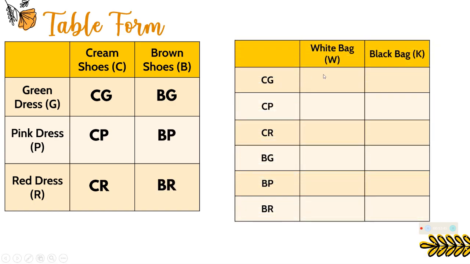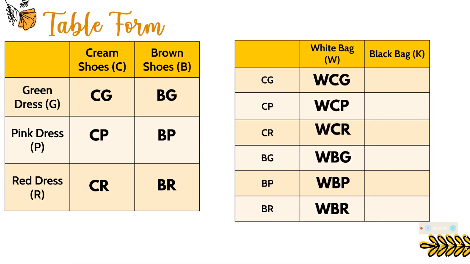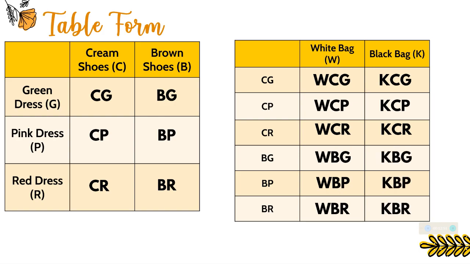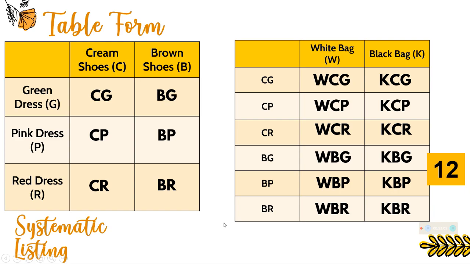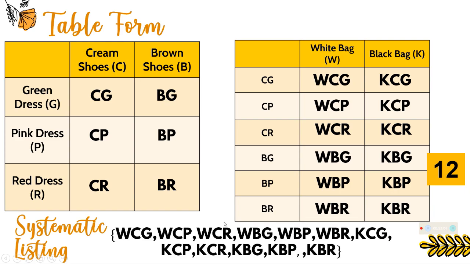So using the table form, we can have here, then for the white bag we have, and then for you to count the number of combinations, you have 12. Next, for systematic listing, we have here the choices or the combinations. So still you have 12.